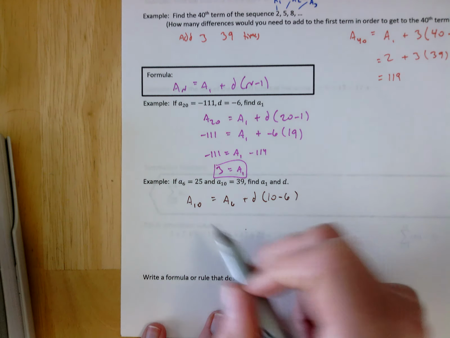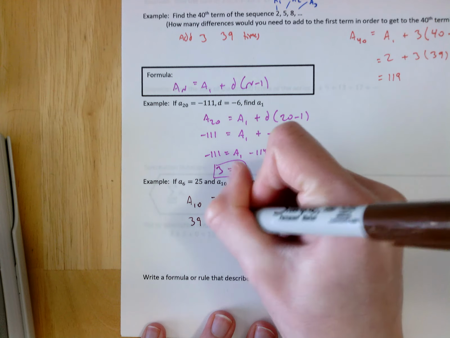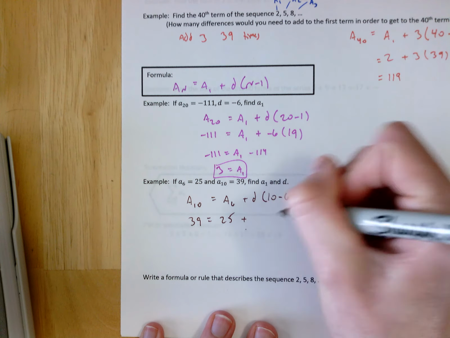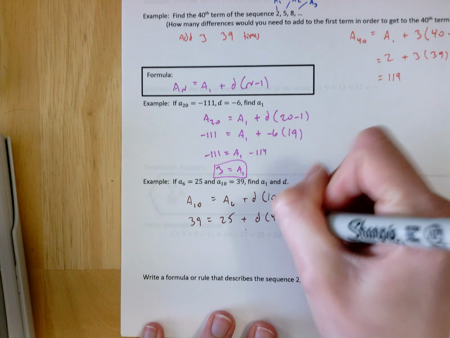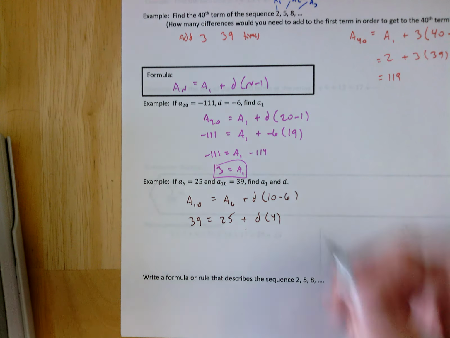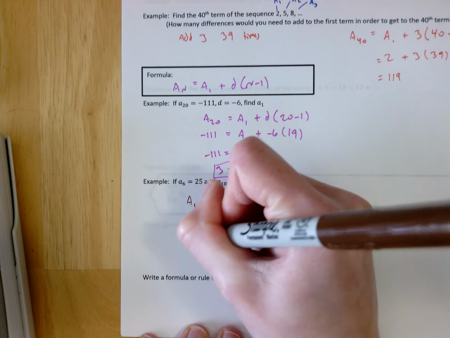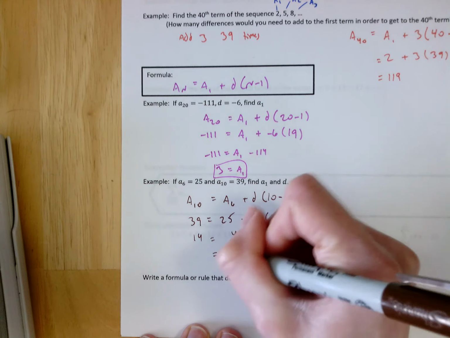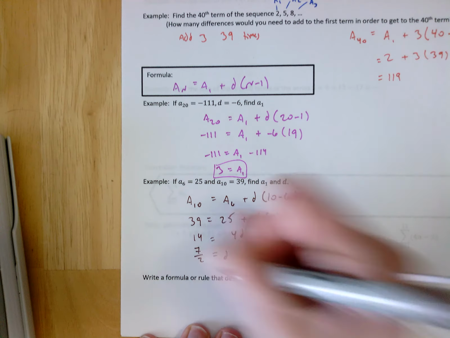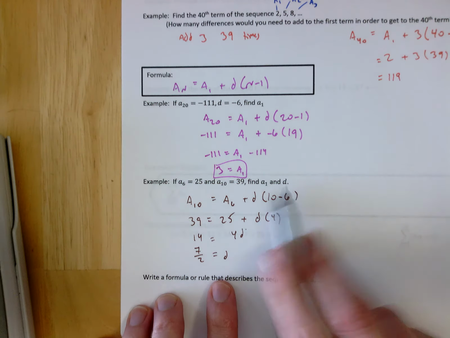All right, and then I can just plug in the numbers that I know. This guy's 39. This guy's 25. Common difference, I don't know what that is yet, but we're going to figure it out. And then this guy is a pretty easy solve. So 39 minus 25 is going to be 14. And then divide both sides by 4. That's going to work out to 7 over 2. All right, great.